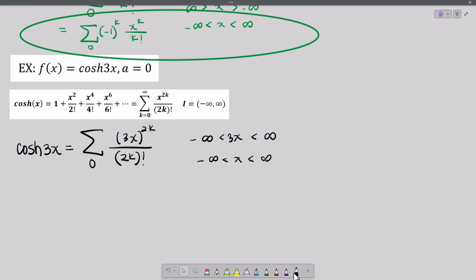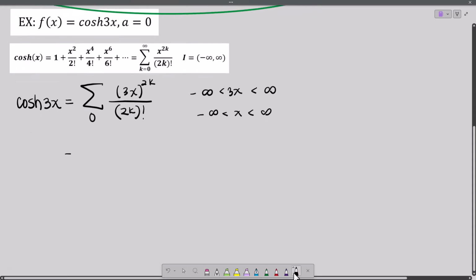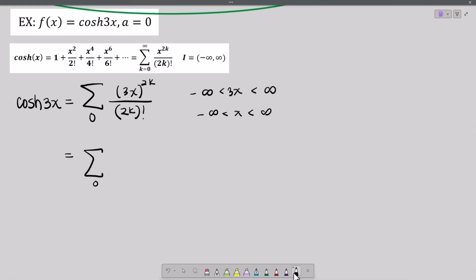And then we would normally simplify this. The summation part, we would normally simplify that. Pull the constant out, so we have 3 squared, which is 9 to the k. And then we have our x to the 2k, all divided by 2k, quantity factorial.